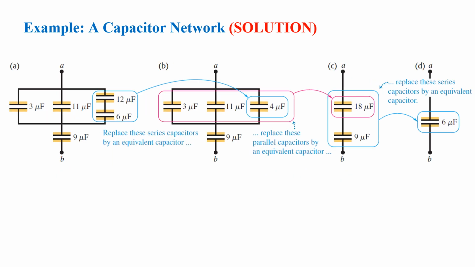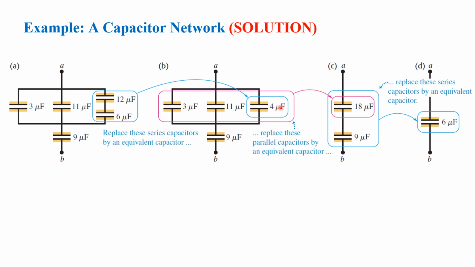Let us review what we did to the capacitor network. We begin with this 5 capacitor network, composed of 3 microfarad, 11 microfarad, 12 microfarad, 6 microfarad, and 9 microfarad capacitors. What we first did was to replace the two capacitors in series by an equivalent capacitor, because this is the easiest part to simplify, replacing them with a 4 microfarad capacitor, and we are now left with 4 capacitors in the network.